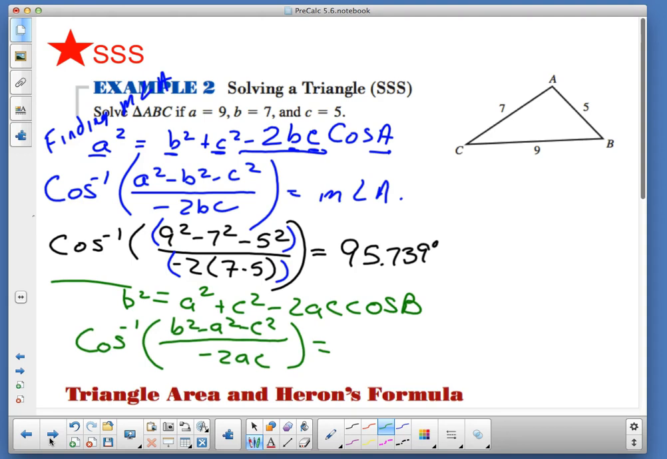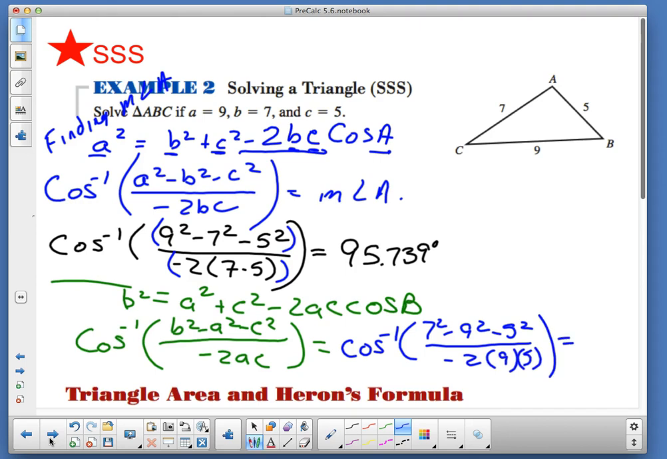Okay, as I pop into my numbers here, and I've got B being 7, so I've got inverse cosine, 7 squared, minus A, minus 9 squared, C, I got 5 squared, and then I've got my 2AC on the bottom, minus 2, A is 9, and C is 5. That hopefully will kick out a value of 33.357. Nope, excuse me, it's B, not C. 50.704.